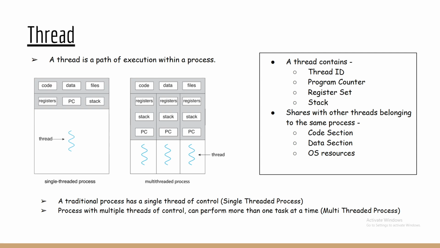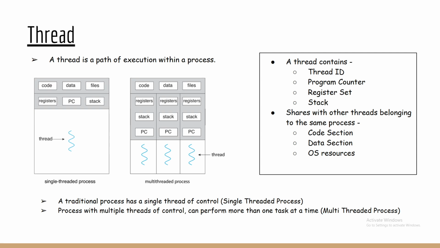Now, the really important part is what threads share. As you can see in the diagram, all threads that belong to the same process share the process's code section and data section and other operating system resources like open files and signals.